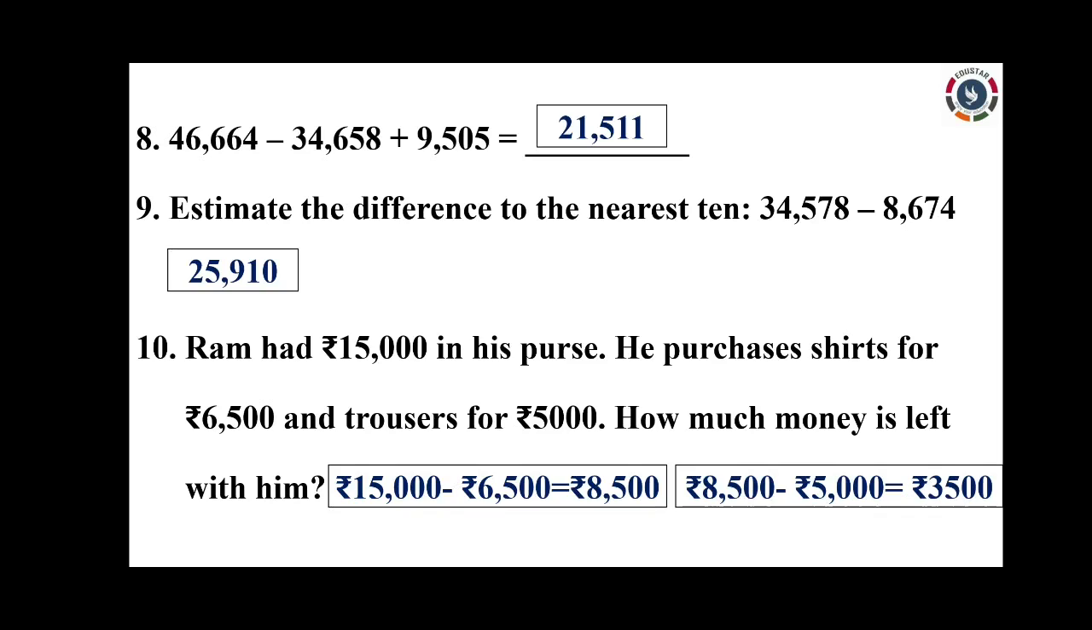In 10th question, for first subtraction answer give 1.5 marks and for second subtraction answer give 1.5 marks. So for 10th question totally 3 marks. Now add the total marks, give out of 15. I hope students you all honestly attended the test.